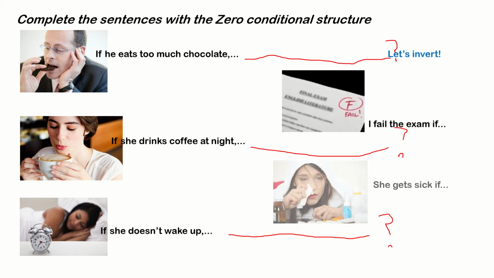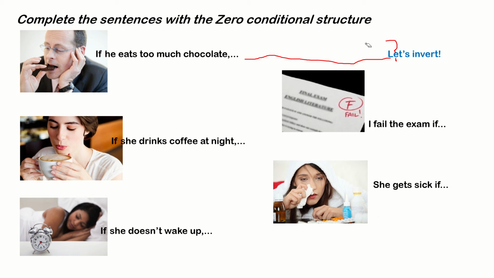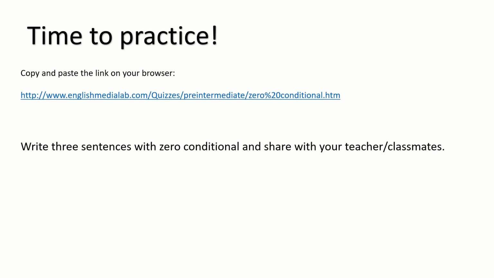Now let's invert it. I'm going to use my eraser to erase this because I want you to tell me what would happen here. As I said before, you can start with the first clause. You don't need to start with if. You can start with the second part of the clause. For example, I failed the exam if I don't study, right? Or something like that. She gets sick if she doesn't wear a mask. Something like that. All right, time to practice.